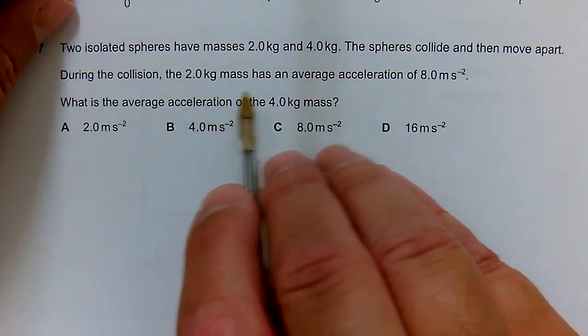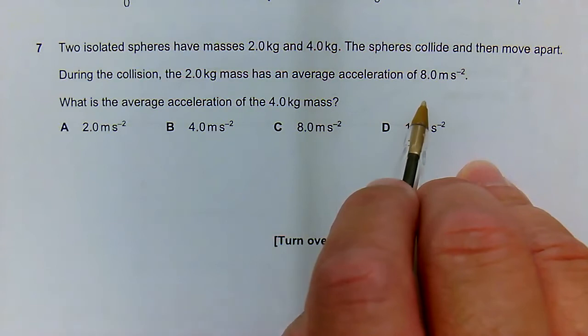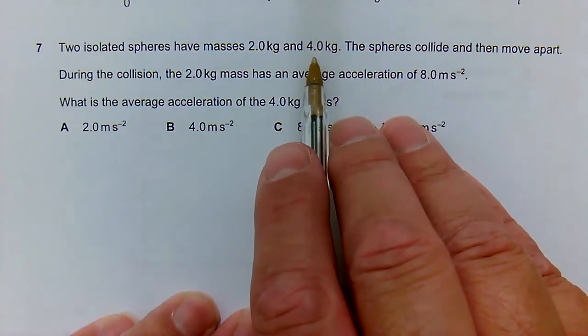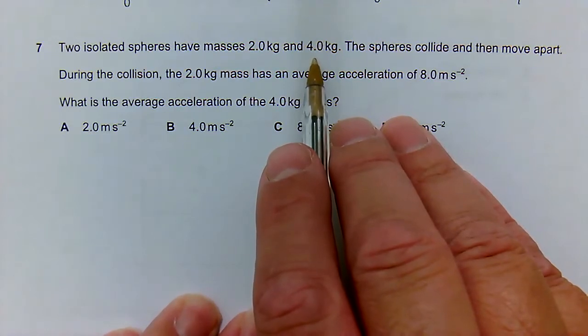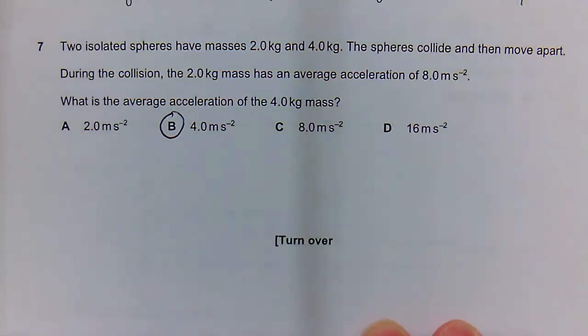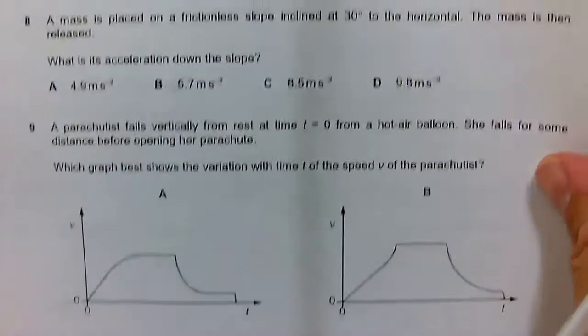So if the 2 kilogram sphere has 8 meters per second squared acceleration, then if you've got double the mass for the same force, you're going to have half the acceleration. So the answer is B. It's half of 8, isn't it? So moving on to question number 8.